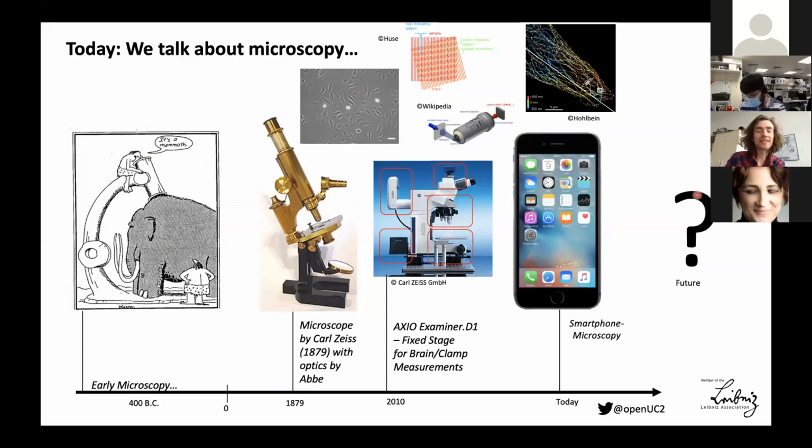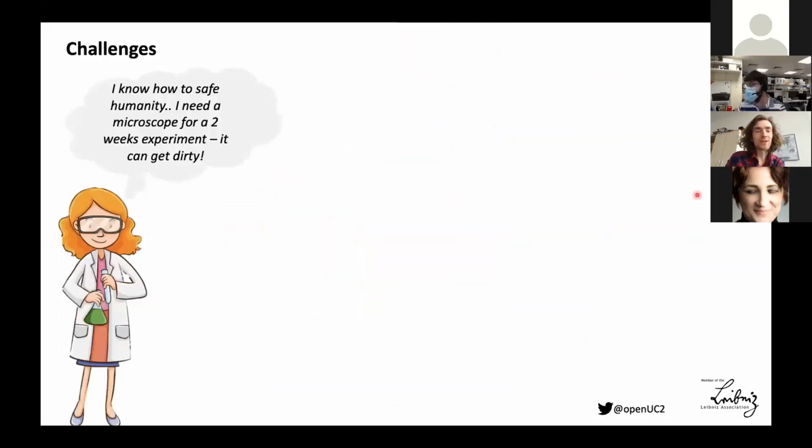Let's start with a challenge. I'm not quite sure what the audience is today, but I'm quite sure there are some microscopist people and of course also some biologists. Imagine you have a crazy idea and you would like to save humanity. Then you of course need an experiment for live cell imaging. You need it for 2 weeks, and eventually it can get really, really dirty because spill might be involved.